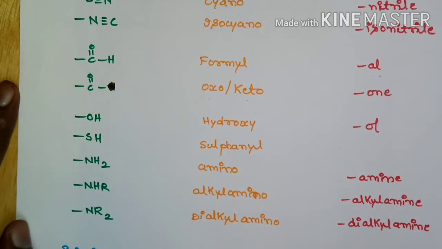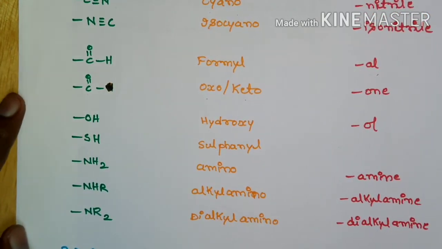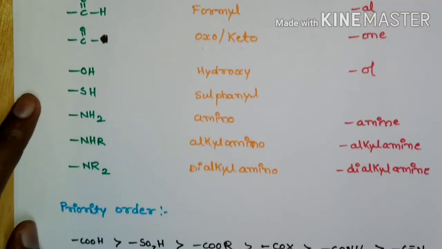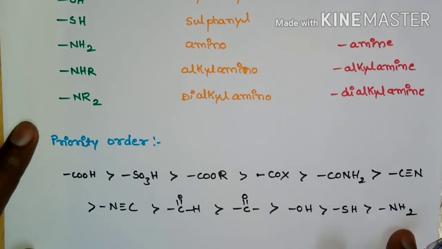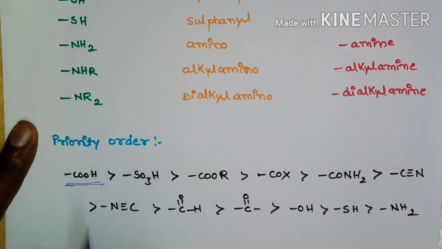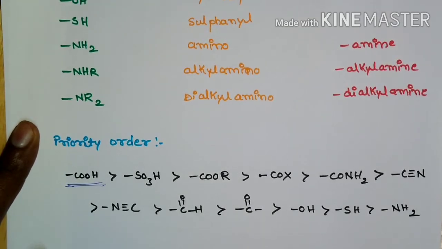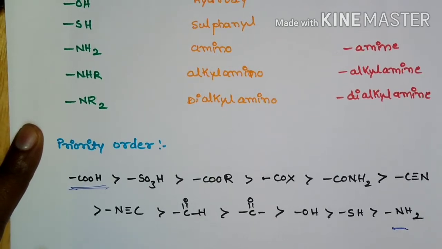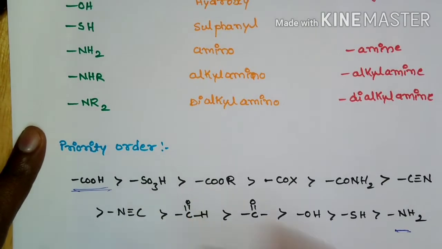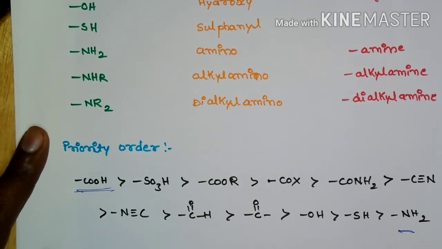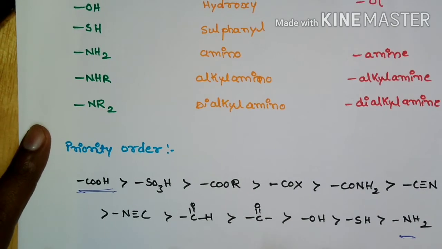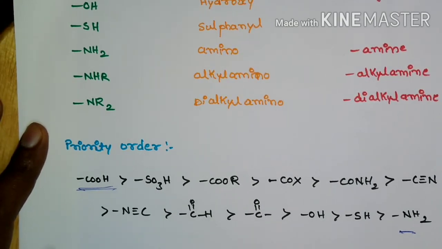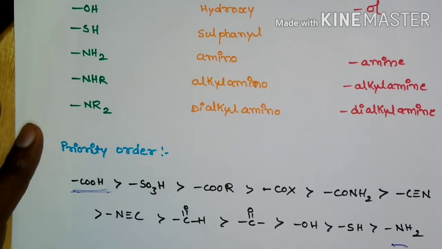So this is the functional group table we need to know. And this is the priority order. Always the higher priority goes to the groups at the top, followed by the other functional groups, with amino being the least, followed by substituted alkylamine and dialkylamine. You need to remember this priority order if multiple functional groups are present in the molecule.